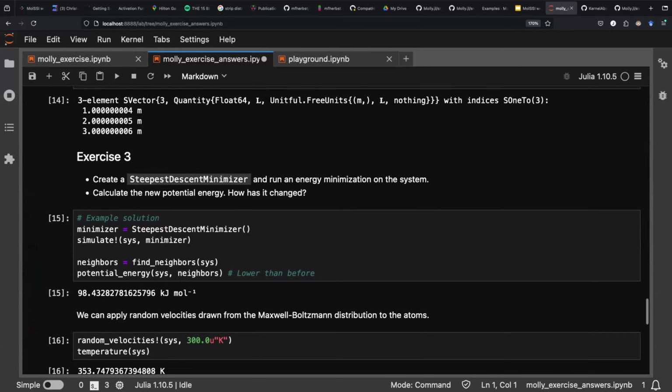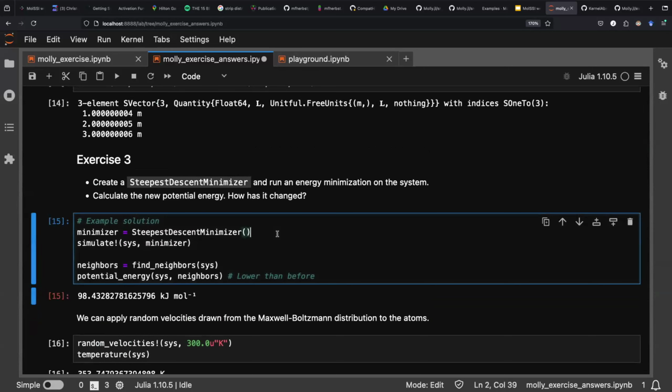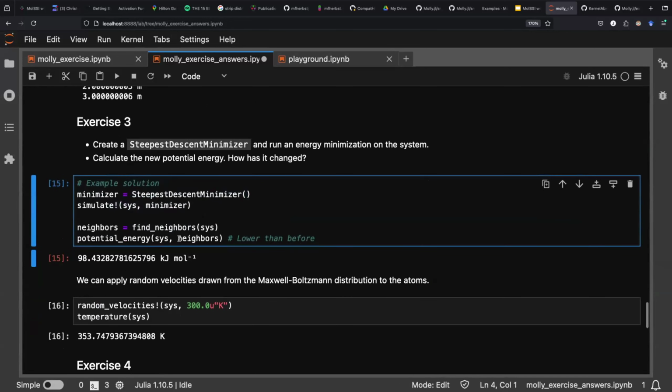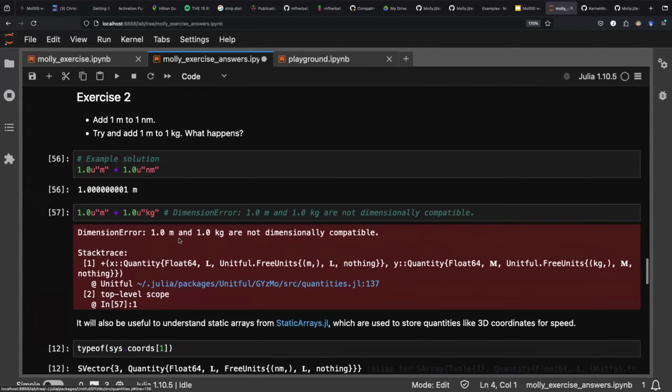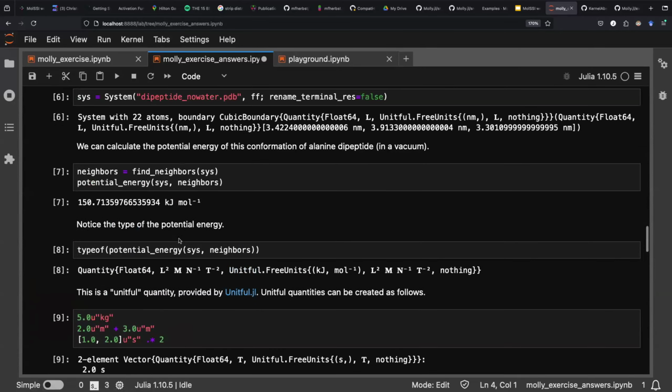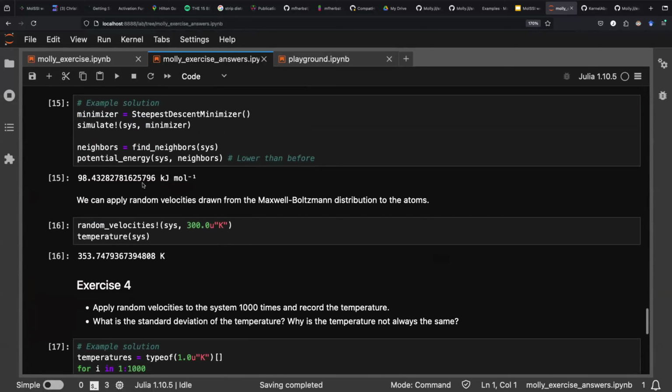Okay, so then we can create a minimizer. That's just instantiating this, just constructing the struct, and then we run simulate, and then we run the energy again, and we notice before the energy was 150 kilojoules per mole, and when we minimize it, it's gone down, which is what you'd expect.